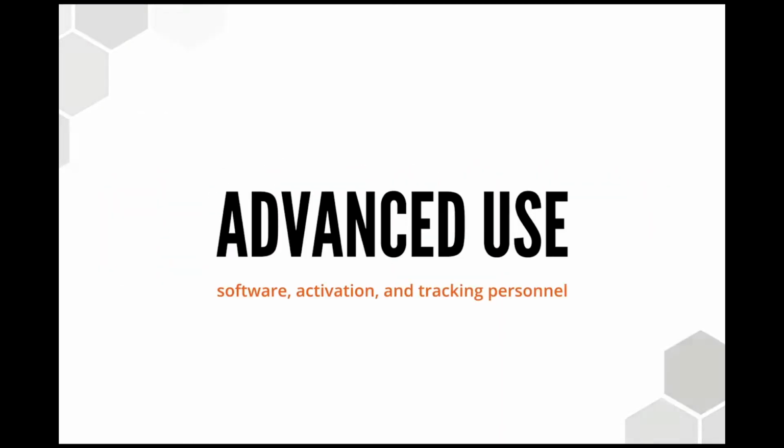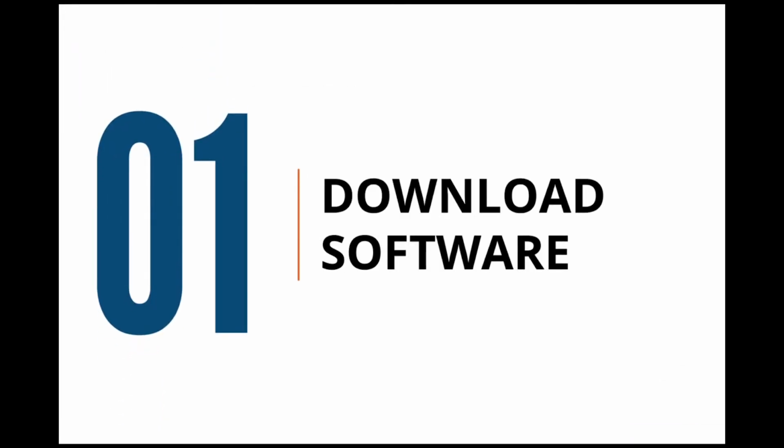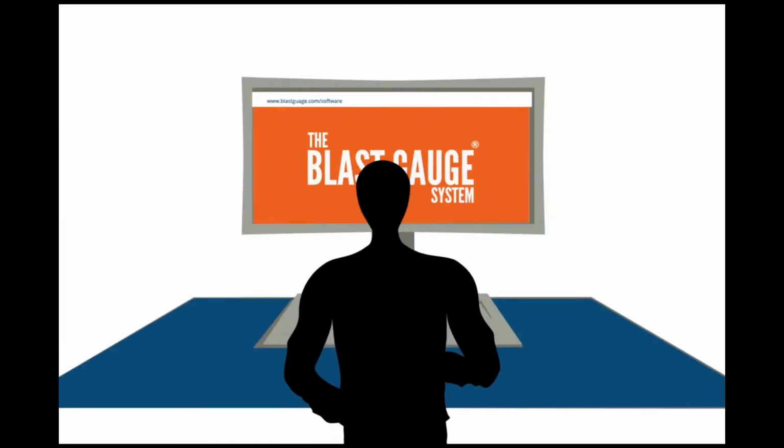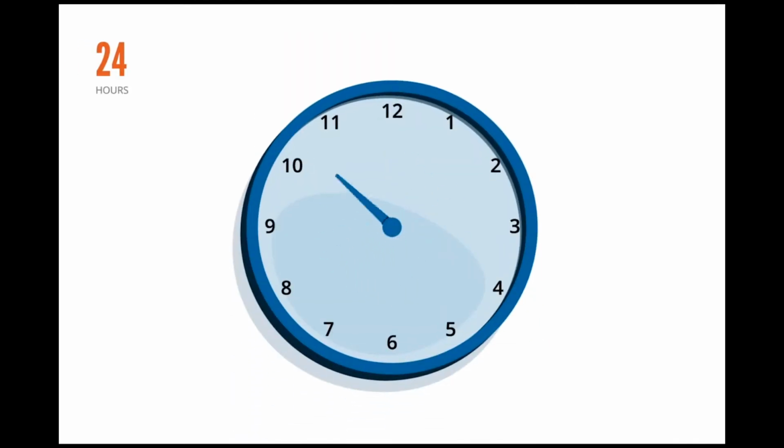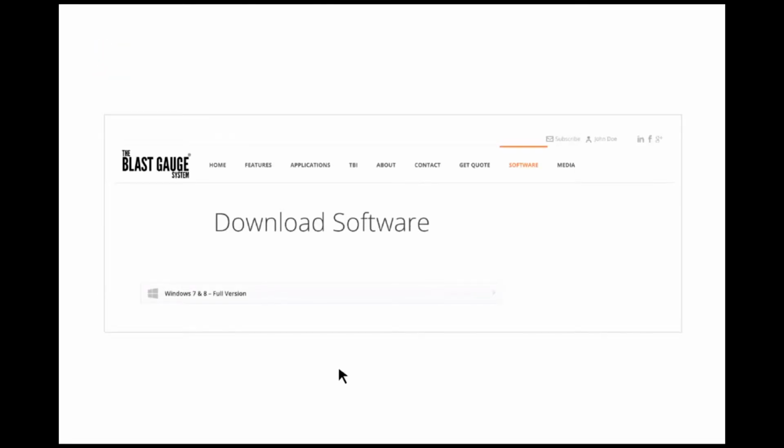Welcome to the advanced use walkthrough of the Blast Gauge system, setting up the tools to track the blast exposure of your personnel. The first step of advanced use of the Blast Gauge system is to download the software. On your PC, go to www.blastgauge.com/software. If you are new to the Blast Gauge website, you'll need to create an account. Account approval may take up to 24 hours. Once your account is approved, you can download the software.